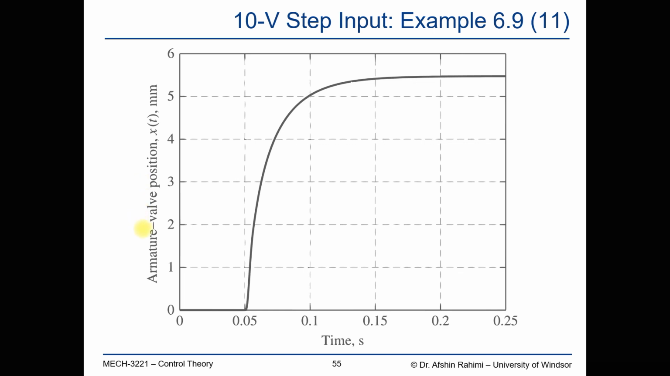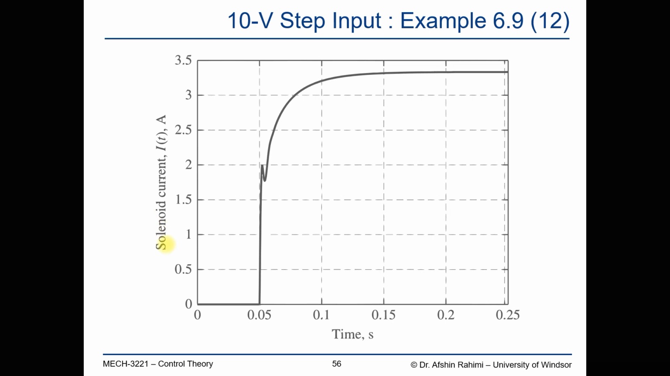So this is the output we should get for our X or position and I or current. And this would be the end of this tutorial for examples of applications of Simulink for control purposes.